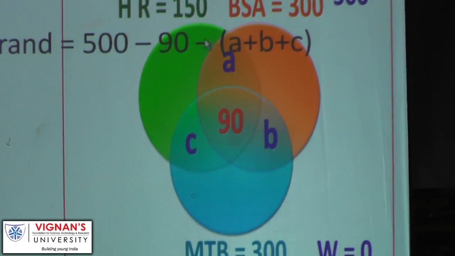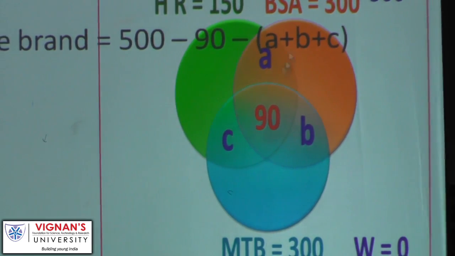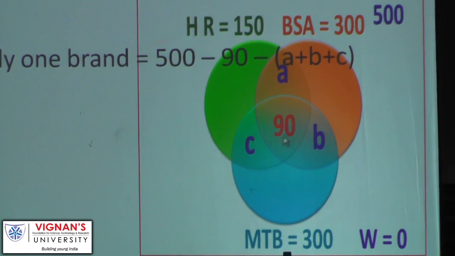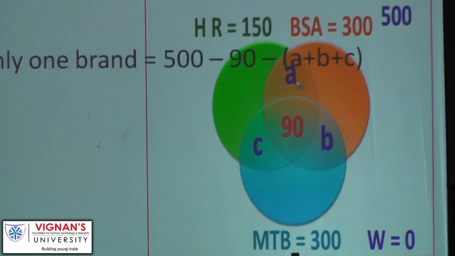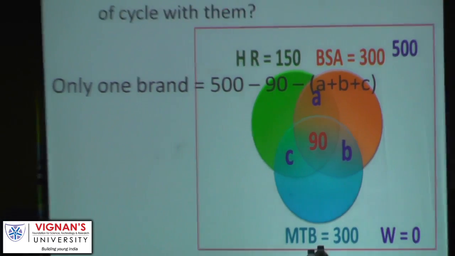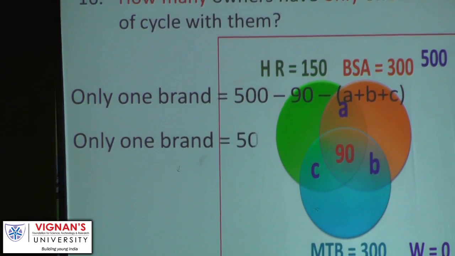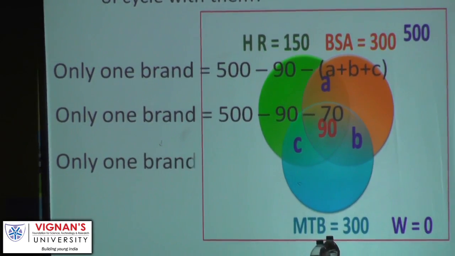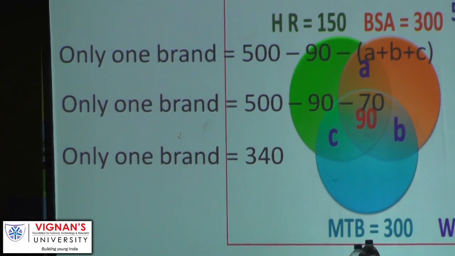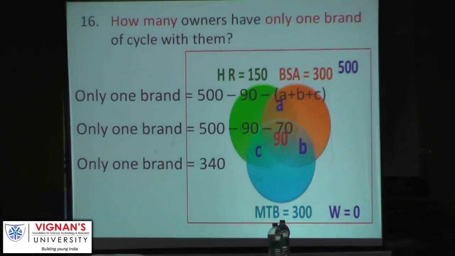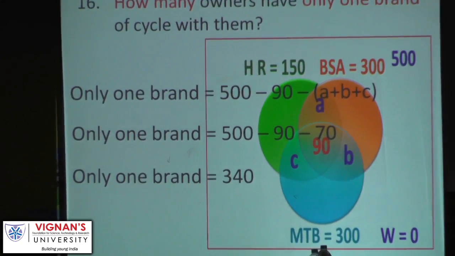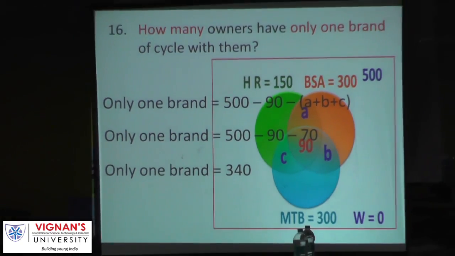To find out these three, the total inside the three circles is 500. From this 500 we are subtracting A plus B plus C, and we are also subtracting 90. The remaining would be only these three regions. We already know A plus B plus C is 70. So only one brand is 340. Individually we can't say, but as a group we can say. Right? Shall I proceed?